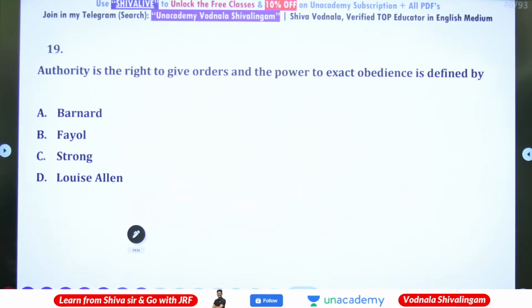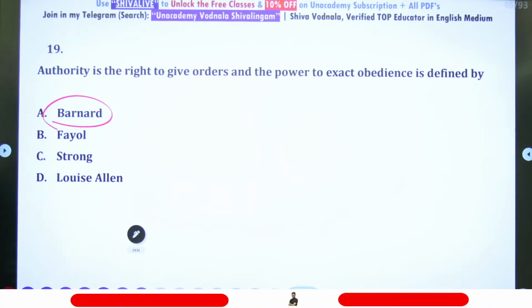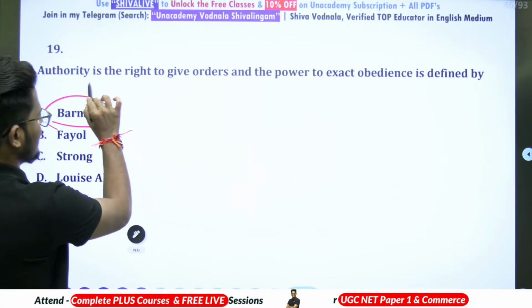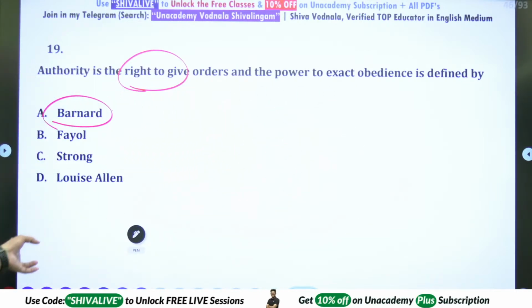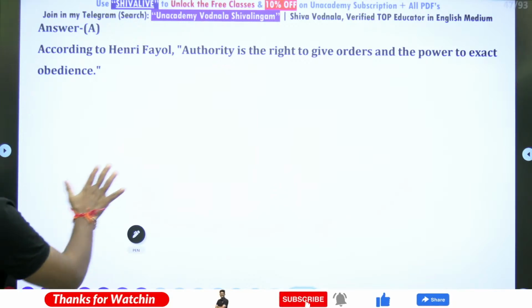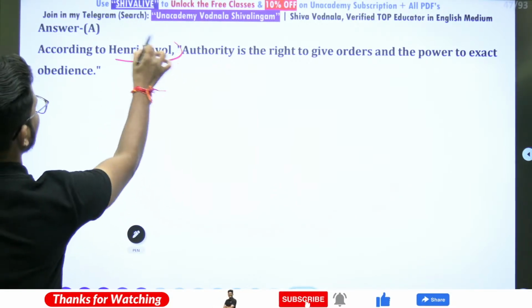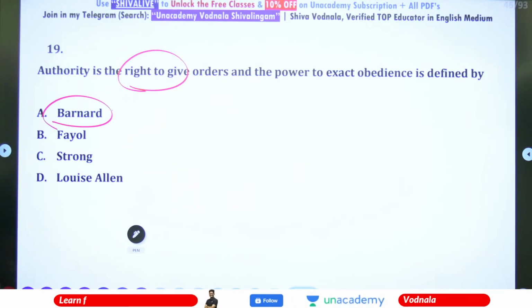Correct. So option A is the given answer. Only Vivek answered correctly. Bernard is the correct answer. Bernard has defined authority as the right to give orders and power as the ability to exact obedience. That is what was given by Bernard. Sorry, wait. Here the explanation is saying Henry Fayol, but Bernard is given as the answer. Kindly wait, let me confirm on Google once. Wait, sorry.